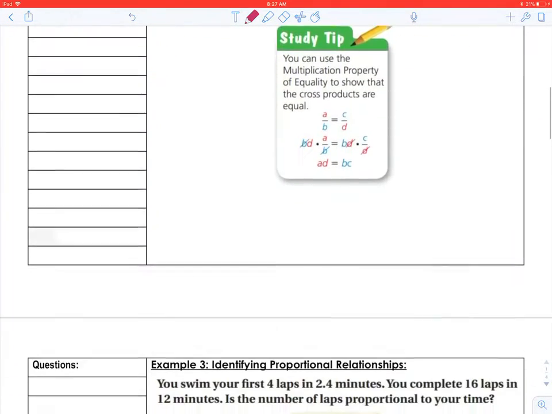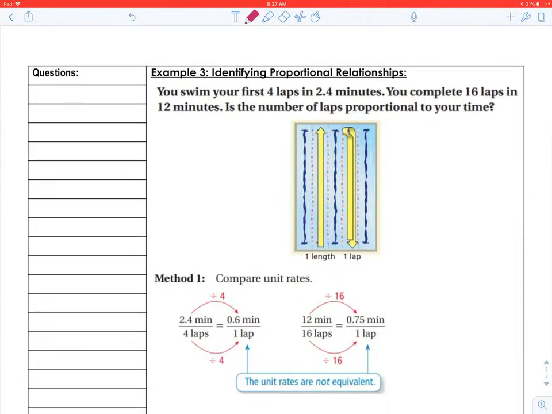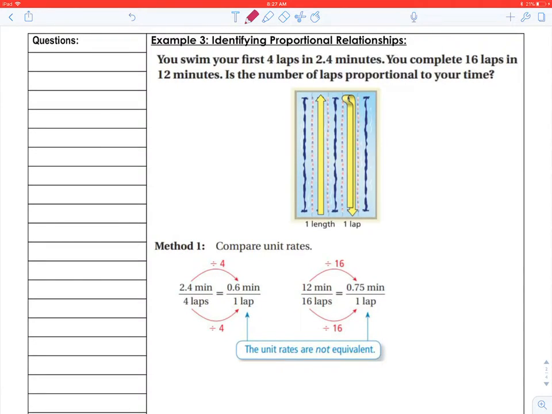Okay, so let's move on from this and let's try an example. So we're going to set up two rates here. You swim your first 4 laps in 2.4 minutes. You complete 16 laps in 12 minutes. Is the number of laps proportional to your time?